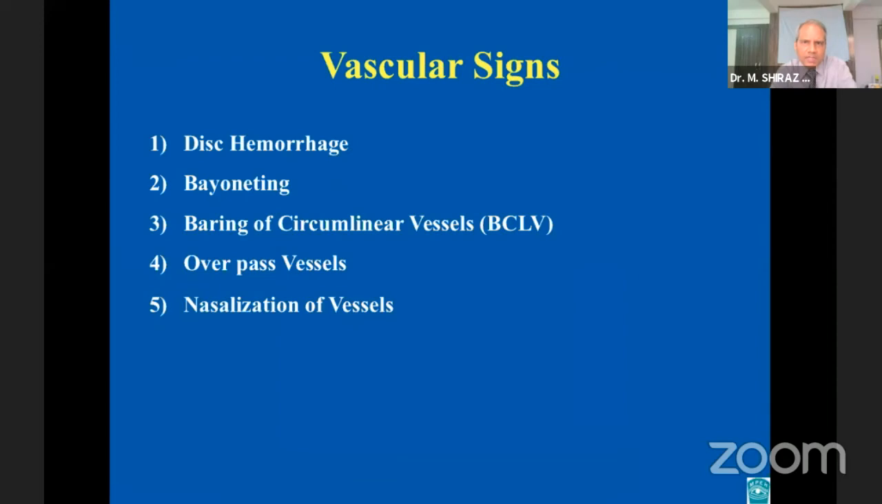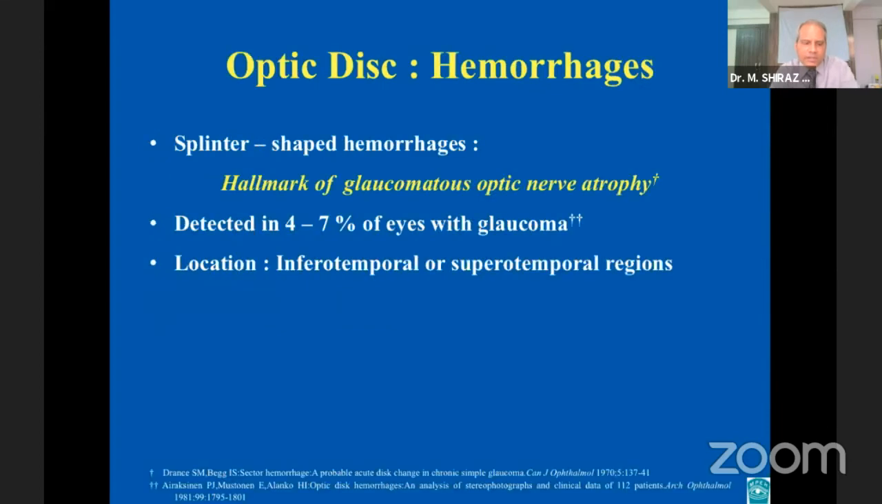Coming to the vascular signs, these can be disc hemorrhages, bayonetting, baring of circumlinear vessels, overpass vessels, and nasalization of vessels. Splinter-shaped hemorrhages or flame-shaped hemorrhages, also called Drance hemorrhages, at the border of the optic disc are a hallmark of glaucomatous optic nerve atrophy. They are seen in about 4 to 7% of eyes with glaucoma, and in early glaucoma, they are usually located in the inferotemporal or superotemporal disc regions.